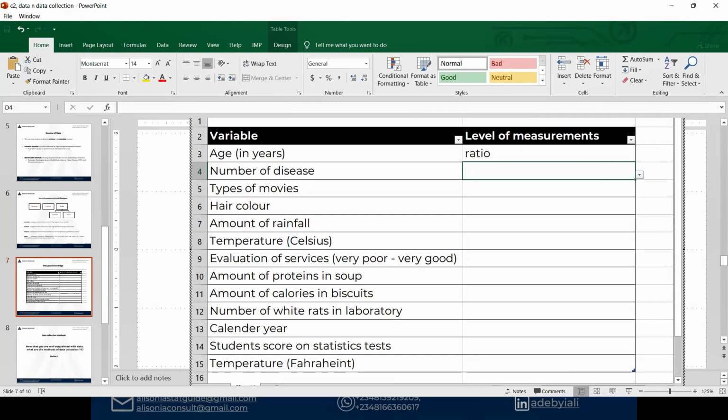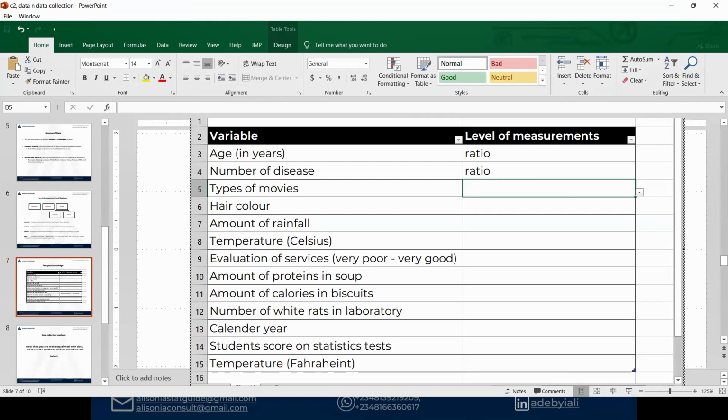Can we have zero disease? I think it's ratio. No true zero exists with number of disease. If no true zero exists, that means it should be interval. If true zero exists, that means it should be ratio. Okay, I think it is ratio. So you can record 0 for a particular disease so that no one has it. So it is ratio. Thank you.